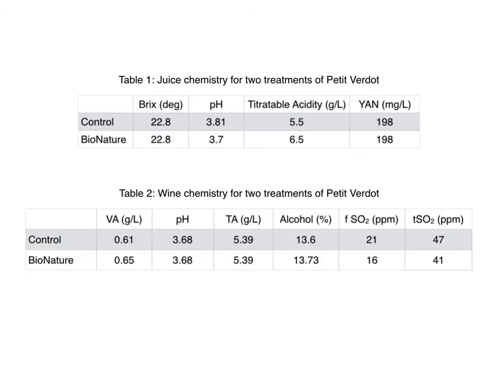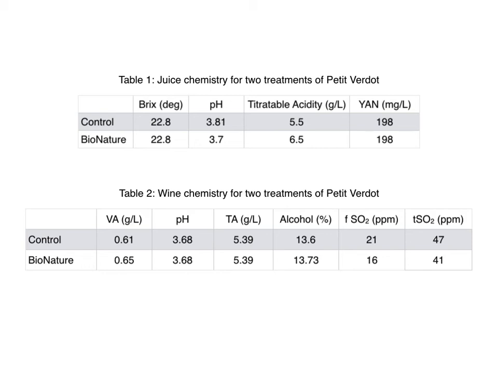When we look at the overall wine chemistry, again, we wouldn't really expect to have much difference in our pH and our TA and our alcohol, and we see that they're not that different. There's two things I would like to point out on here, and they're on opposite sides of this table. So if we look at the volatile acidity here, again, remember our question was, can we control the VA production or spoilage organisms by using Bio Nature instead of using SO2?